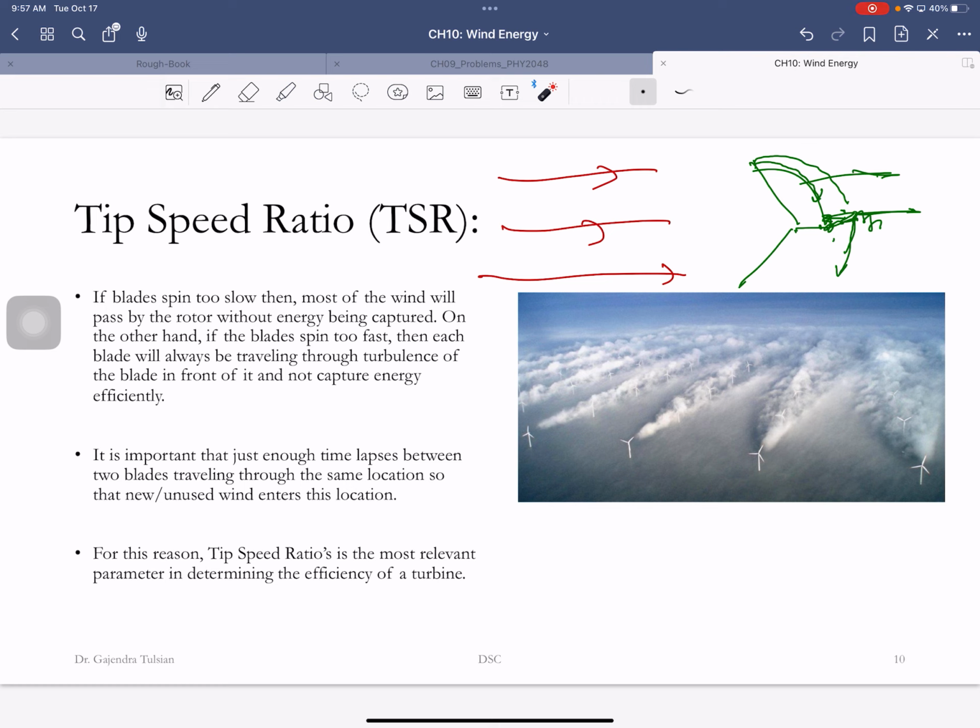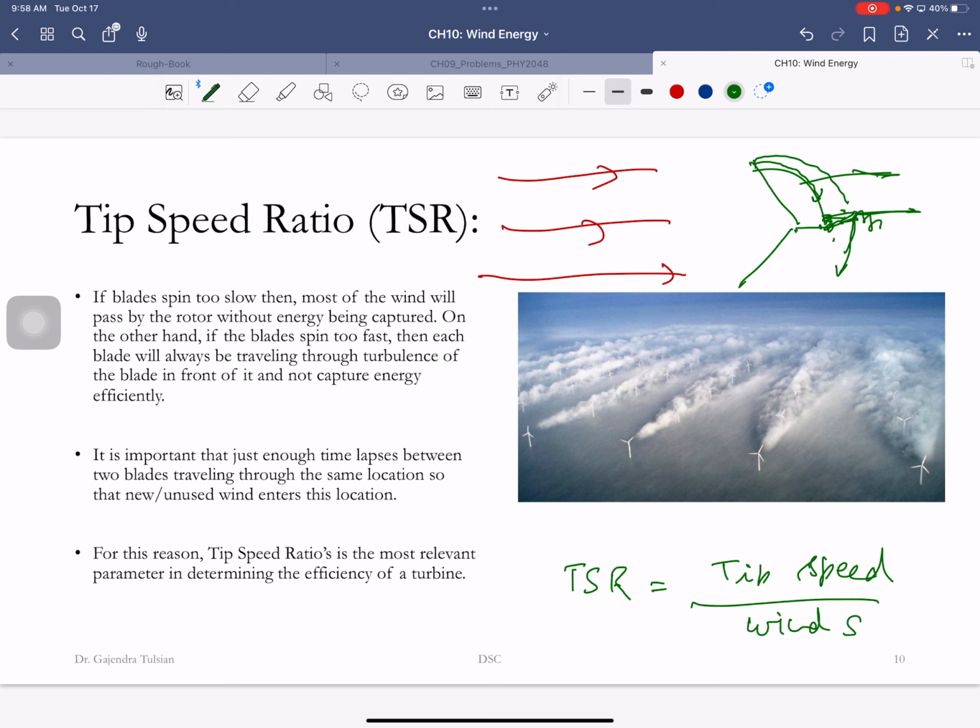I don't even define tip speed. So tip speed ratio is the ratio of the tip speed to the wind speed. I'll have to fix the notes, but anyway.